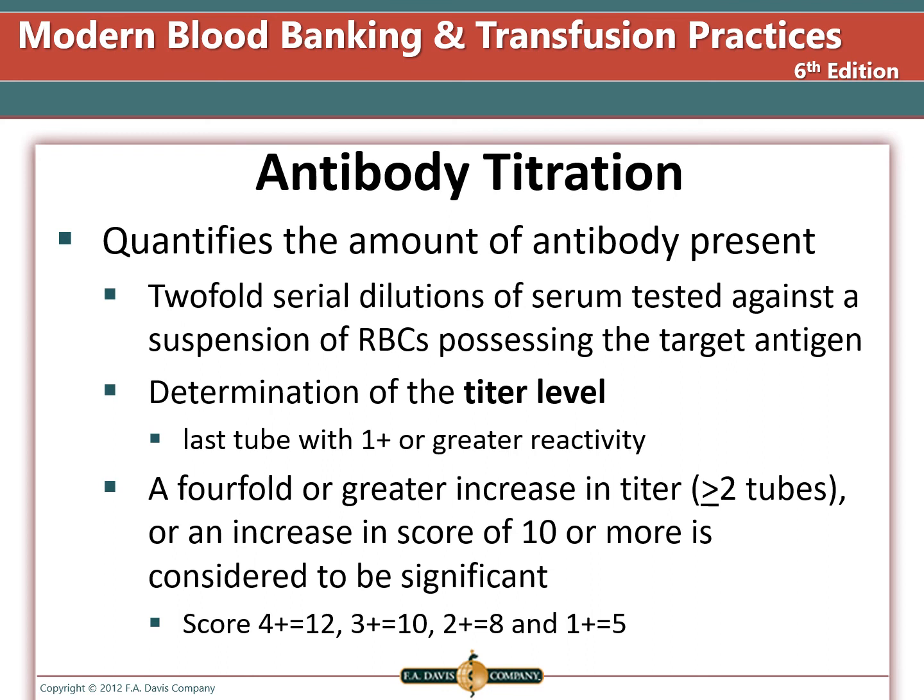And you can see that if you look at the score of a titer, anything that's 4+ is worth 12 points, 3+ is worth 10 points, 2+ is worth 8, and 1+ is worth 5. So you could score it the first time and then the next time, and then you could see what the difference is.